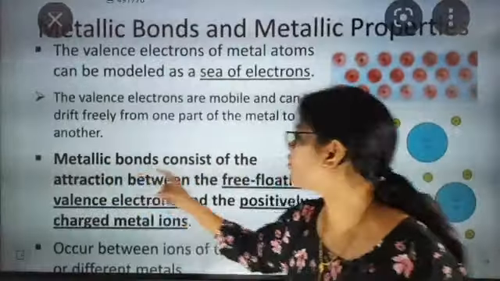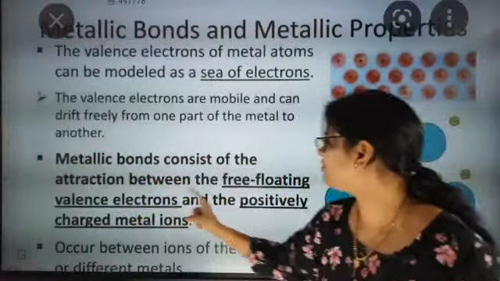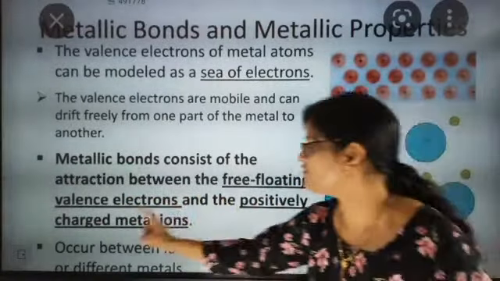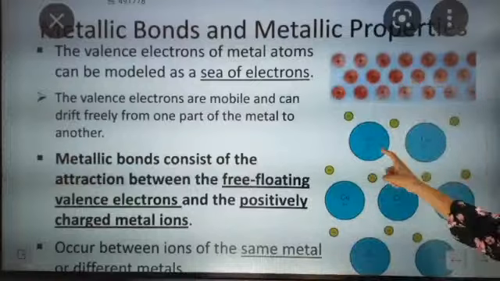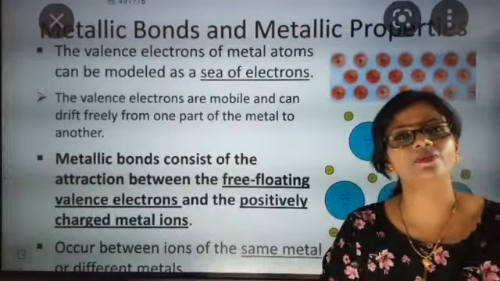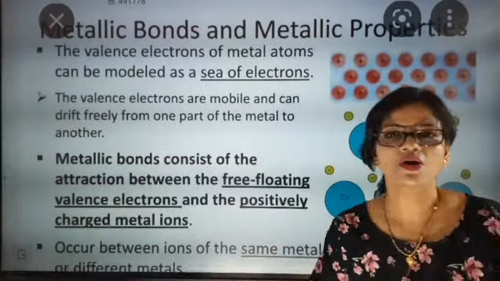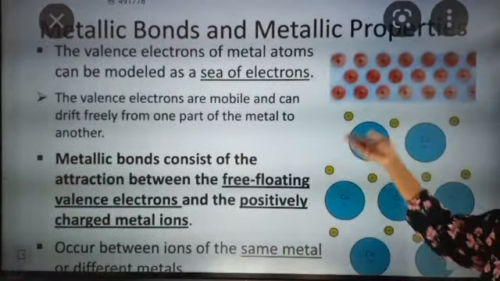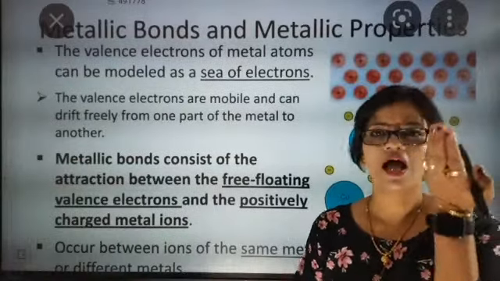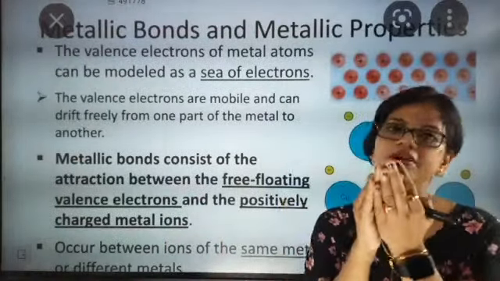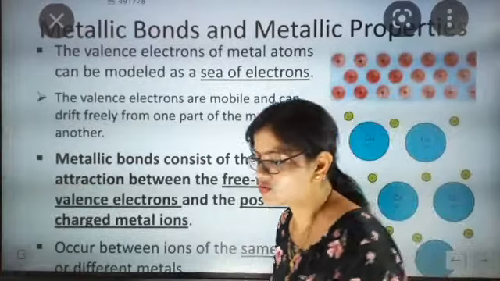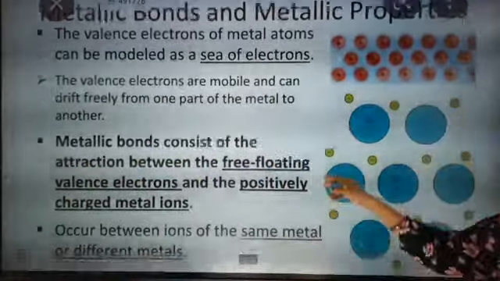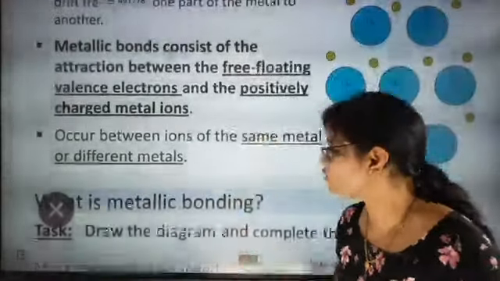Now a metallic bond consists of attraction between free floating valence electrons and the positively charged metal ions. So the copper, after releasing electrons, becomes a copper ion, Cu2+. Now no one is there to hold a bond, so the copper ion itself will make a bond with the valence electrons. The ion and electron bonding is called a metallic bond. This is the only story. I hope my children have understood. So metallic bonds also occur, beta.